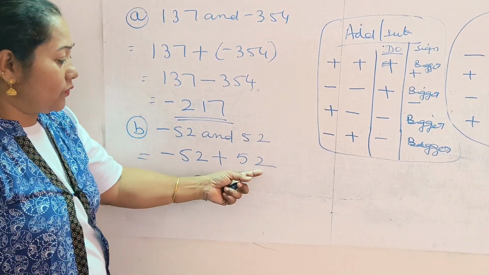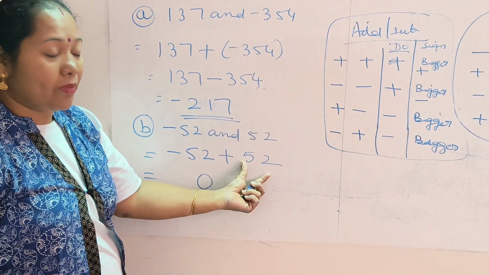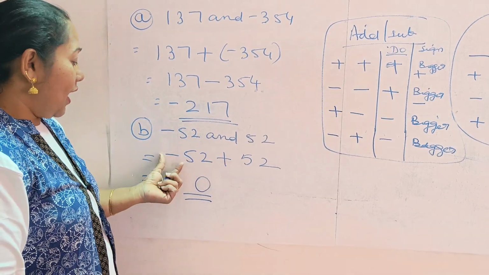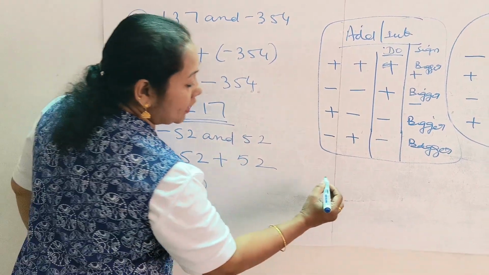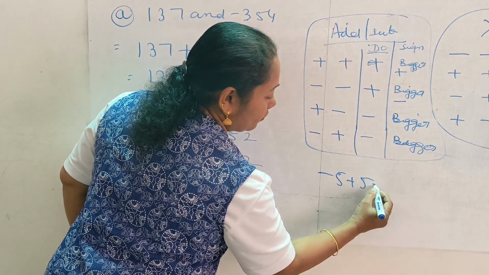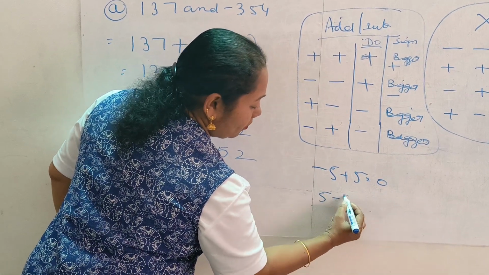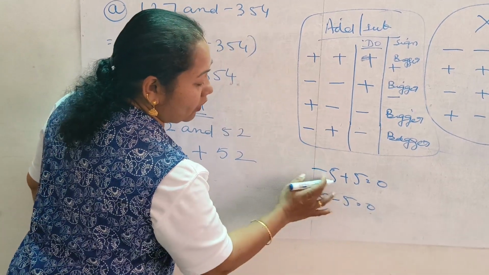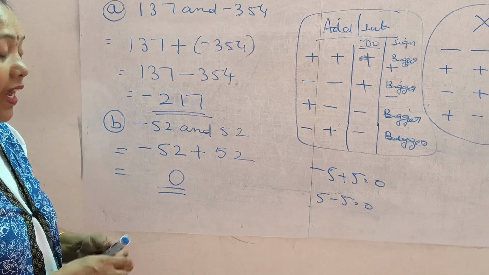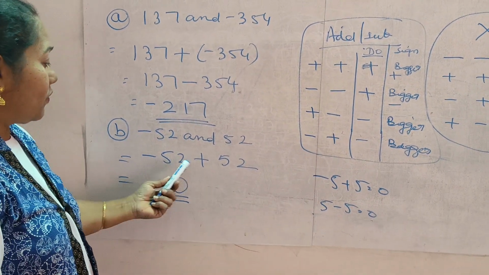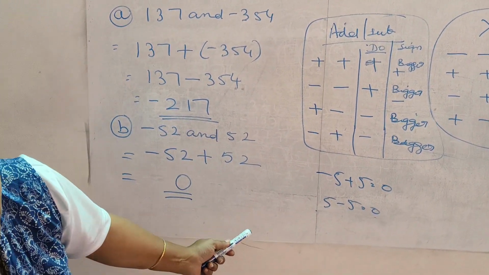If both numbers are the same and the signs are different, then the answer will be 0. If minus 5 plus 5, then 0. 5 minus 5, 0. If both the numbers are the same and the signs are opposite, then the answer will be 0. So minus 52 plus 52 will be 0.